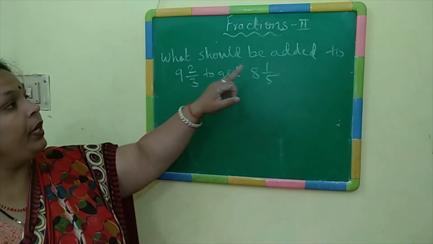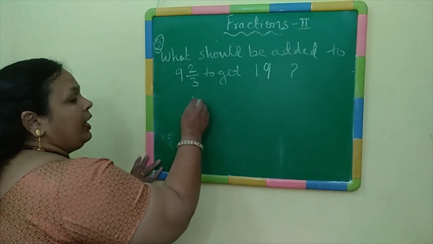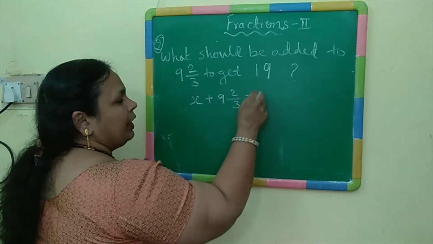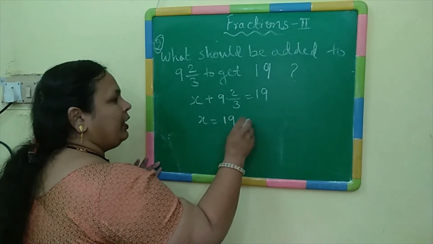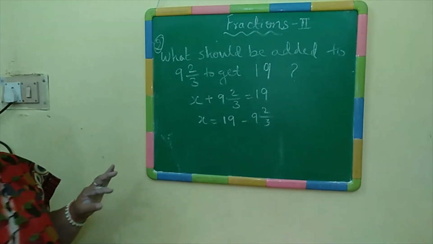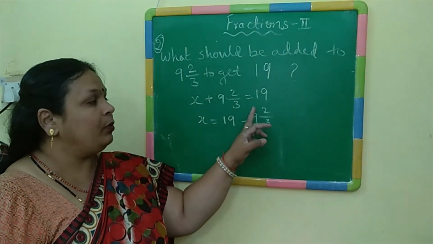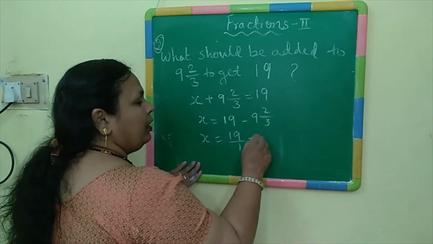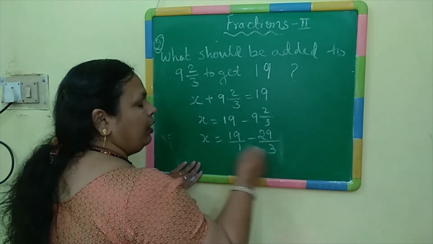Now what should be added to 9 2 by 3 to get 19? Yeah? Let x be added to 9 2 by 3 to get 19. Now x is equals to 19 minus 9 2 by 3. What is 9 2 by 3? 9 2 by 3 is 9, 3 9s are 27, 28, 29. So x is 19 by 1 minus 29 by 3.